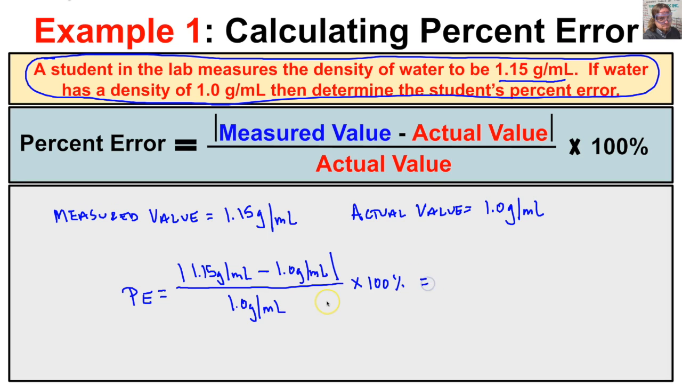When we put this all in our calculator, we take the absolute value of 1.15 minus 1.0, divide that by 1.0, and then multiply by 100%, and we get 15%. So 15% error. That means that the student in the lab, their density value, what they measured it to be, was 15% off of what it actually is. Let's take a look at another example.